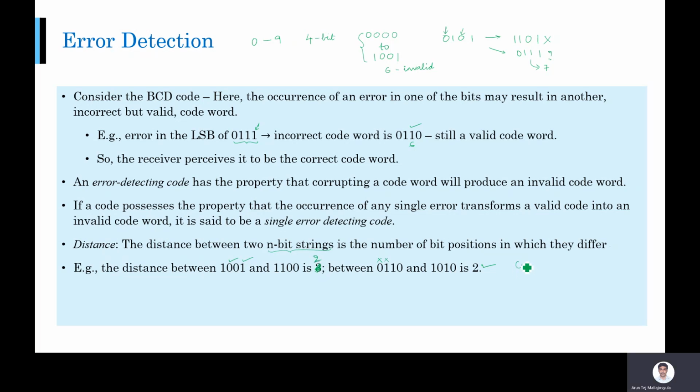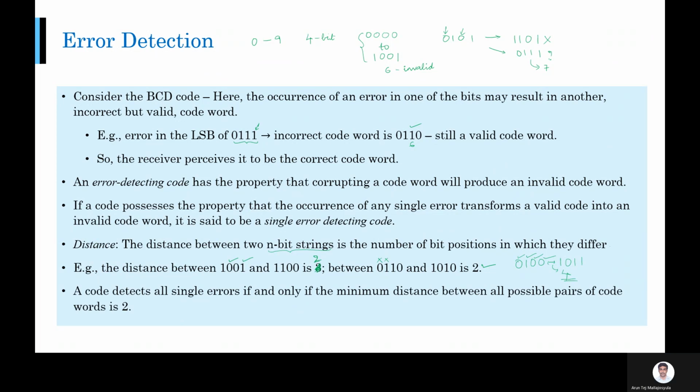You can take other examples also, like 0100 and 1011. What is the distance between these two code words? You will see that this bit is different, this bit is different, this bit is different, this bit is also different. So the distance between these two is 4. Like that. So that is the definition of distance.